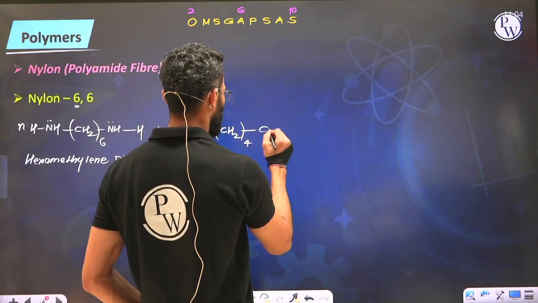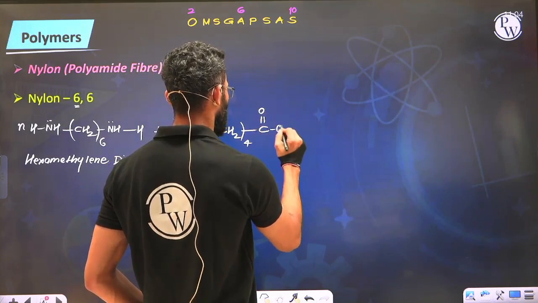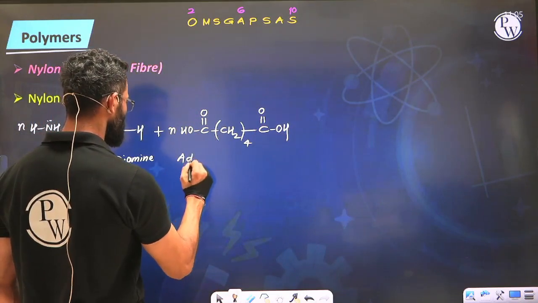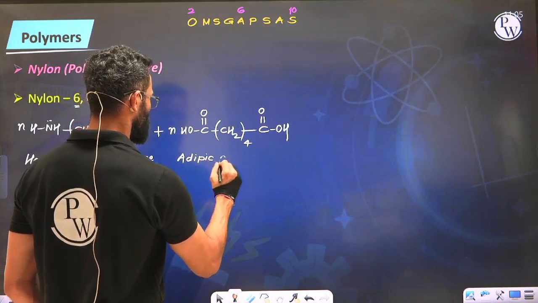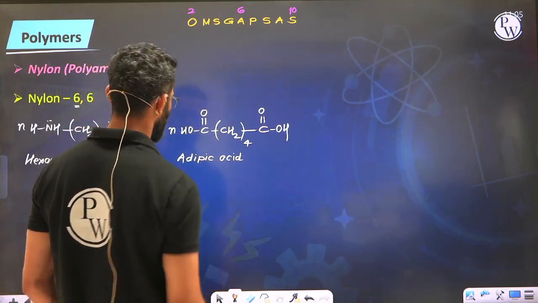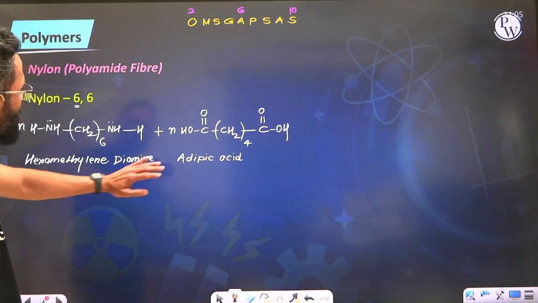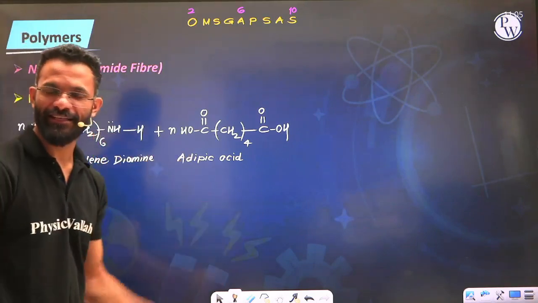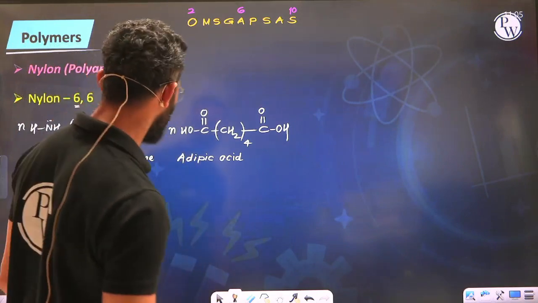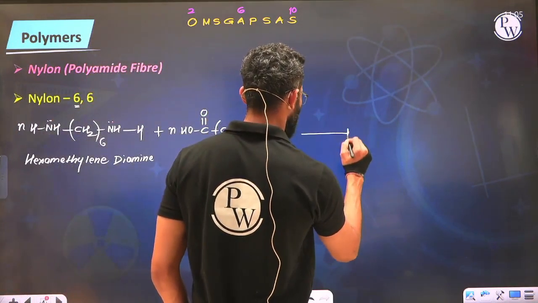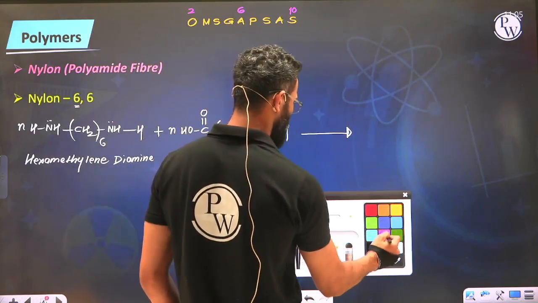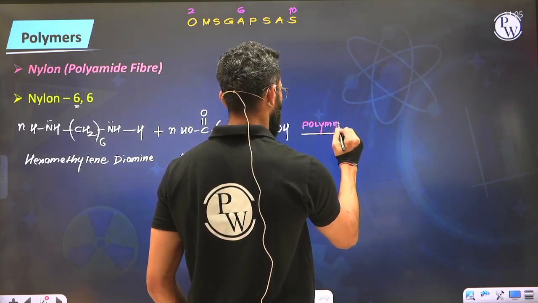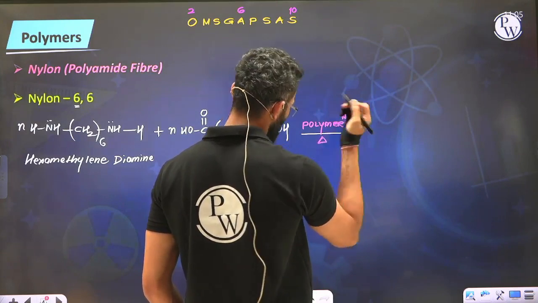So now I have COOH. That is nothing but adipic acid. Alright, so hexamethylene diamine and adipic acid. You can see that one is a compound containing amine as a functional group, and adipic acid, as the name suggests, has a carboxylic acid functional group. Such compounds, when subjected to the process of polymerization, let's say in a particular temperature range.